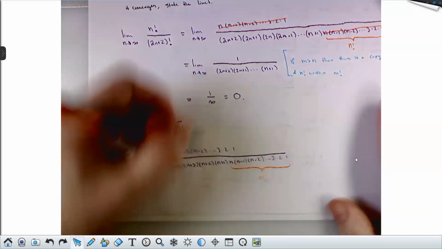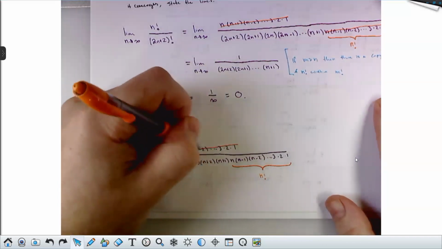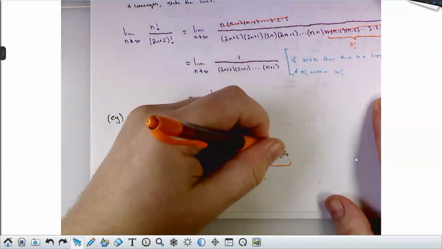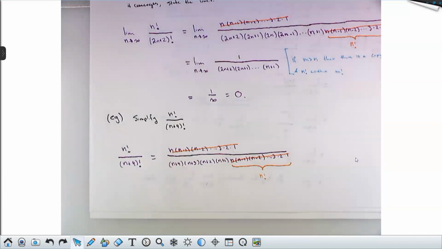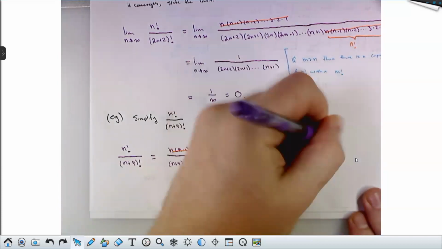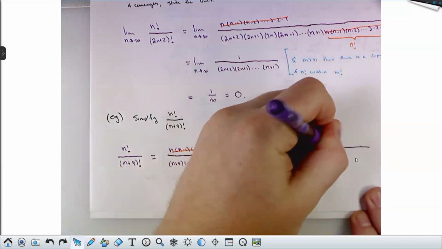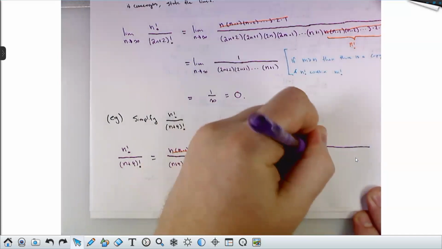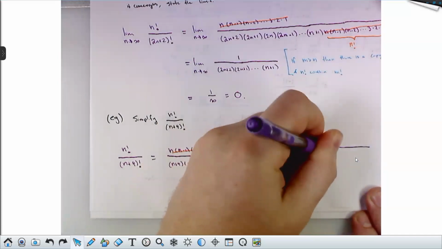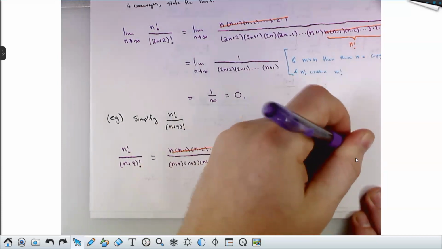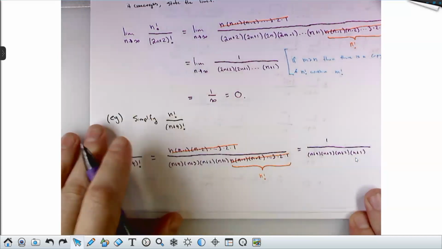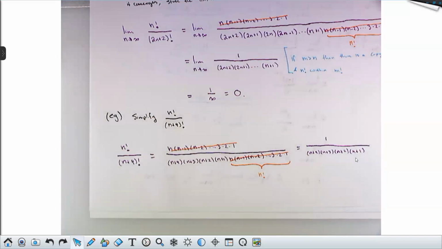And I can cancel. Everything here is being multiplied, so we can cancel those. And what we would get is just 1 over n plus 4 times n plus 3 times n plus 2 times n plus 1. Everything else canceled. Okay, I see it better now.